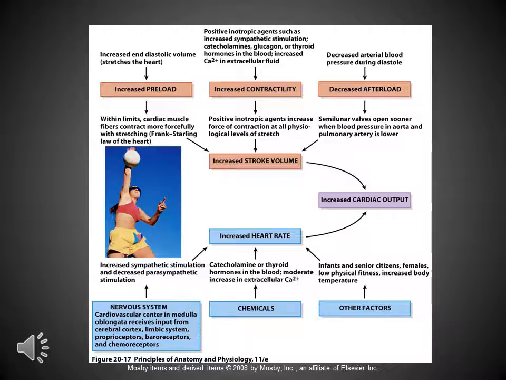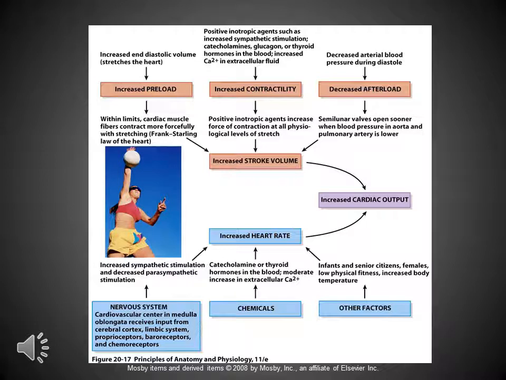Down at the bottom, we're going to have the nervous system, the cardiovascular centers in the medulla oblongata. We'll talk about that. It receives input from the cerebral cortex, the limbic system, proprioceptors, baroreceptors, and chemoreceptors. All that's going to increase sympathetic stimulation. It's going to decrease parasympathetic stimulation. We're going to get an increased heart rate. Heart's going to beat faster.